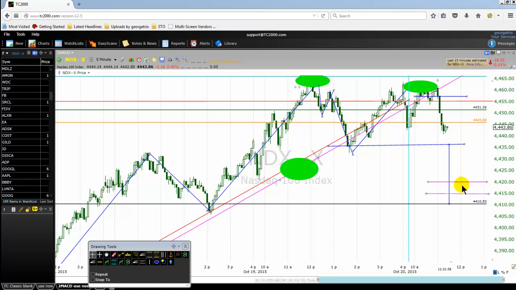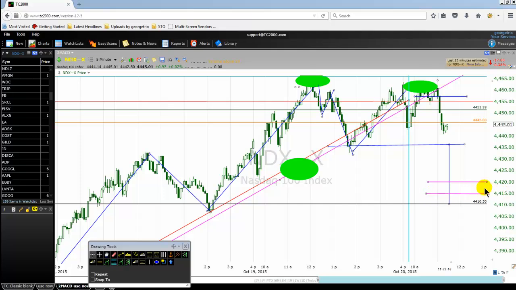For the second trade that I took at 4451, I'll be happy to take my profit at 4420. So this line here is for the second trade at 4420. This line here, 4415, is for my first trade.